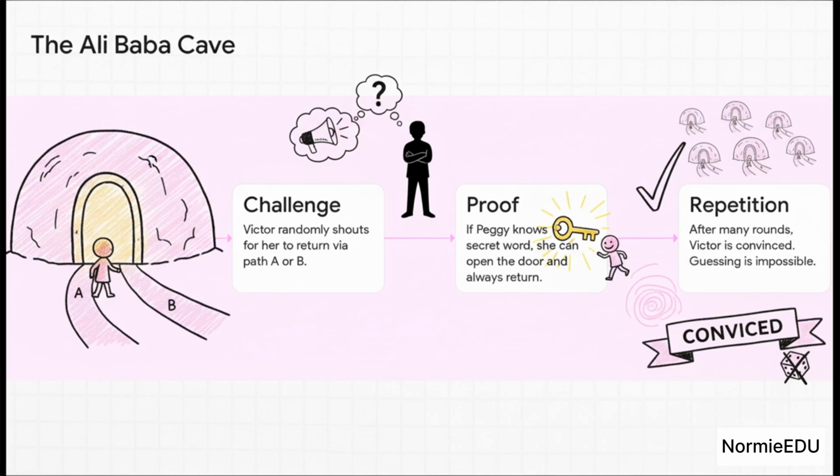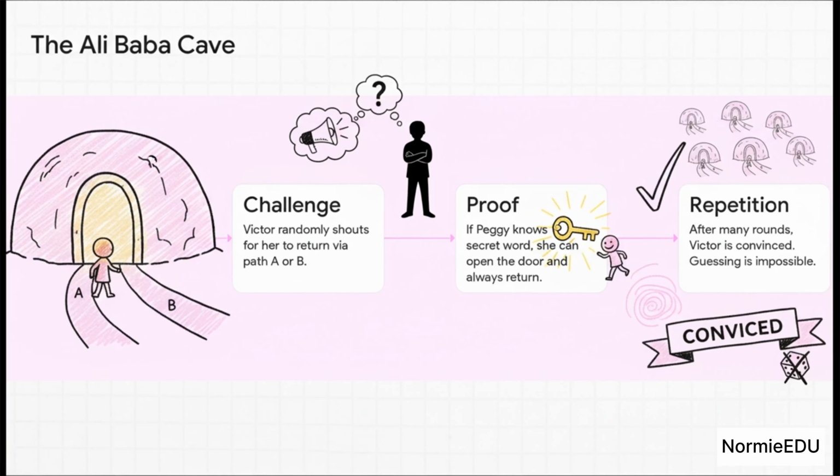So Peggy goes into the cave down one of two paths, A or B. Victor can't see which one she took. Then, Victor walks to the entrance and yells out a random challenge. Come out of path A. Now, if Peggy really knows the password, this is easy. She just opens the magic door if she has to and walks out of path A.